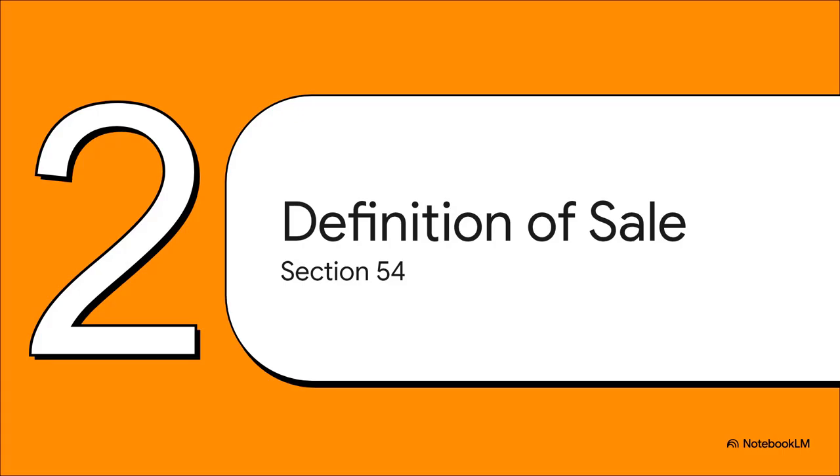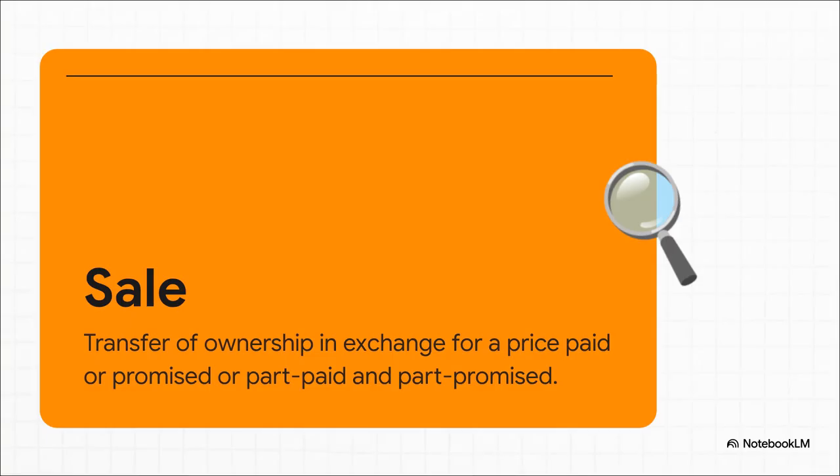Moving on, heading number 2. Definition of sale, section 54. Prepare your pens, class, because you are about to write the most critical definition of this entire essay. A transfer of ownership in exchange for a price paid or promised or part paid and part promised. Mark my words, you must memorize this perfectly. Do not alter a single syllable. Reproduce it word for word. The evaluator is looking for statutory exactness, okay?